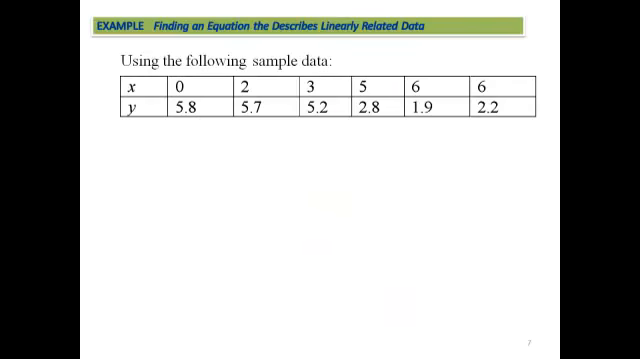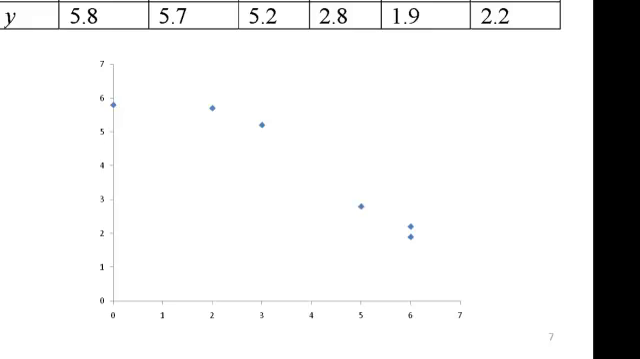So now, let's look at some sample data. Here are 6 data points. For each of these data points, I have an x and a y value. Of course, we can plot this data in a scatter plot, and we see that there's a general linear trend to the data. As x increases, y tends to decrease in a fairly linear manner.